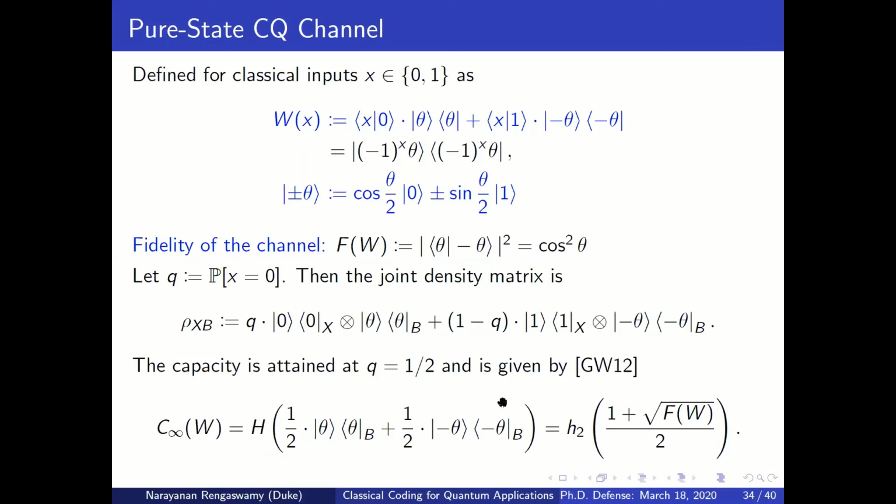The capacity of this channel, which means the rate at which you can send information reliably, is given by this expression. So you can compute this quantity where F is the fidelity or the square of the overlap, and this is the binary entropy function. So you can compute this quantity, and this is the Holevo capacity for this particular channel.